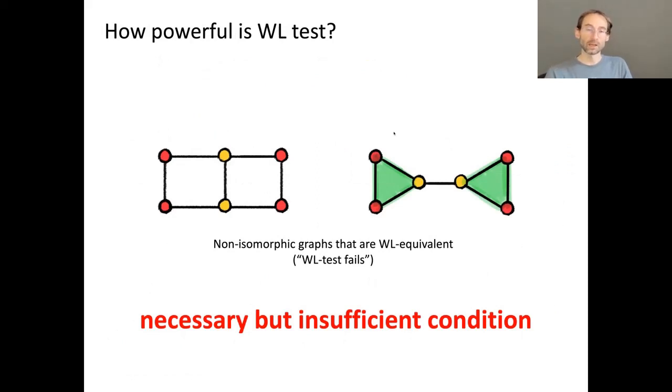There are examples of very simple structures that evade the detection of the WL test. For example, in these pairs of graphs, one of them has triangles and another one doesn't. And nevertheless, from this simplistic color refinement standpoint, they look the same. So we say that in this case, the WL test fails.